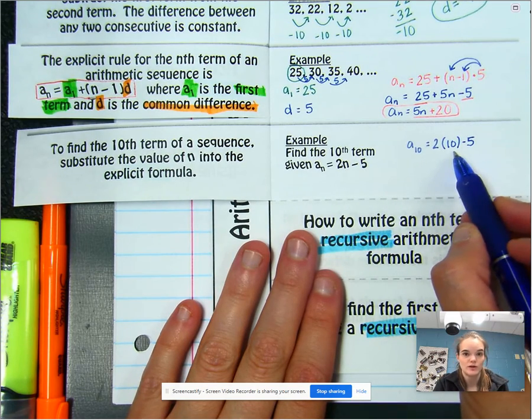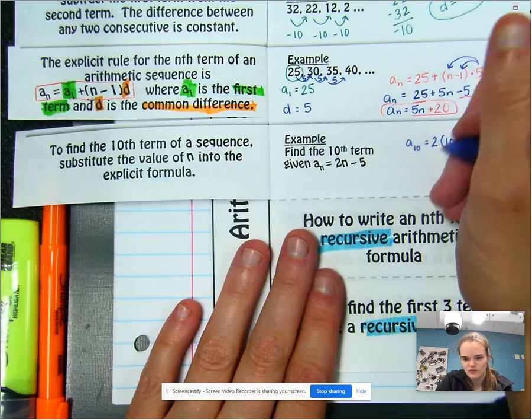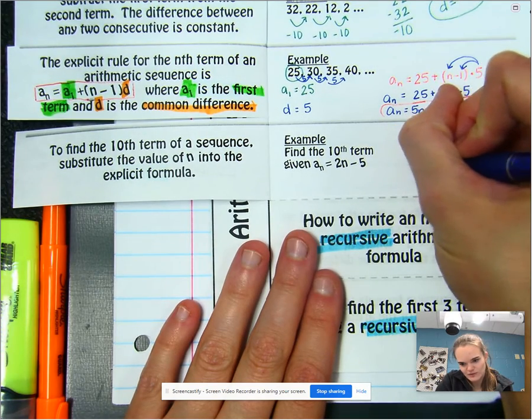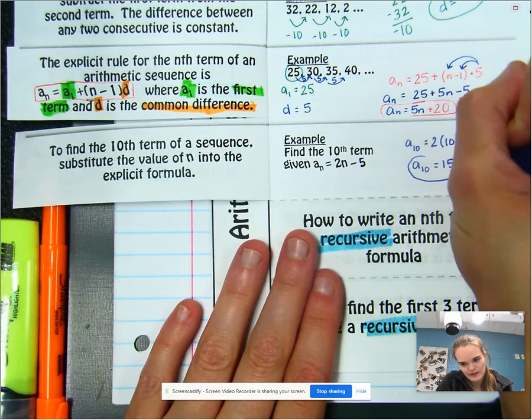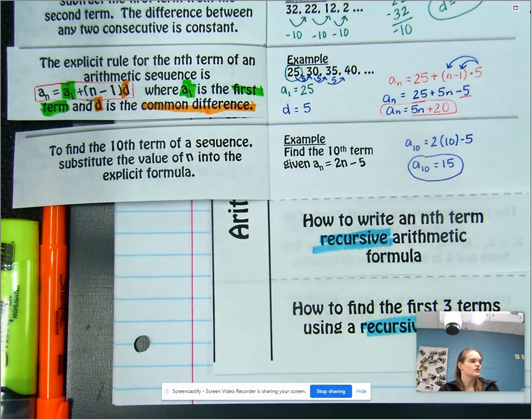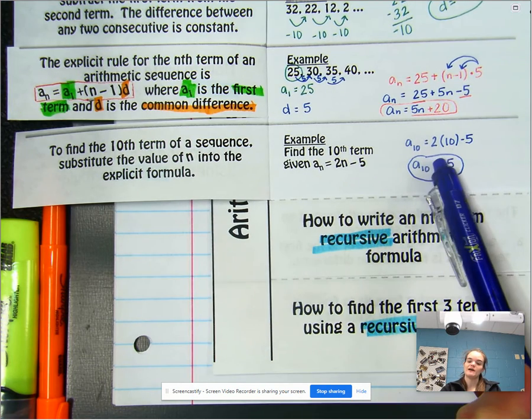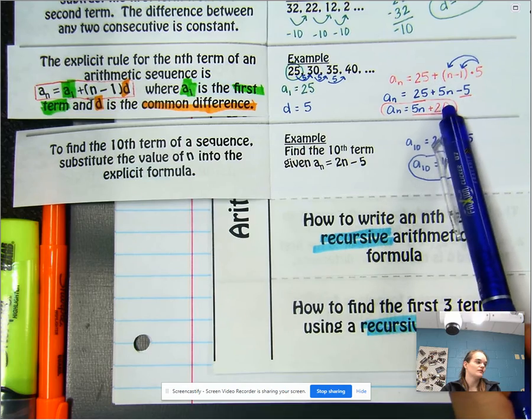2 times 10 is 20. 20 minus 5 is 15. So a sub 10 equals 15. That is what I was looking for. So there's the explicit rule. In the explicit rule, you are going to plug some stuff in to find the term. You're going to simplify the formula.